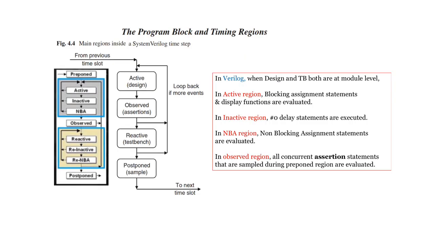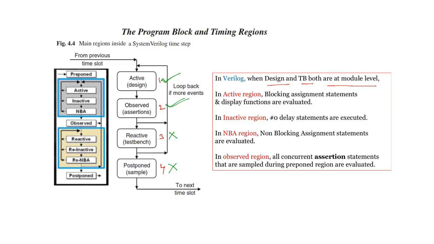Now we see the different timing regions in Verilog as well as SystemVerilog. First we start with Verilog. In Verilog we know that design and test bench are both written in terms of modules, so they are at the same level. If you observe this diagram, these are the 4 blocks. When both are at the same level, only 2 blocks are going to be present, and the third and fourth will not be present.